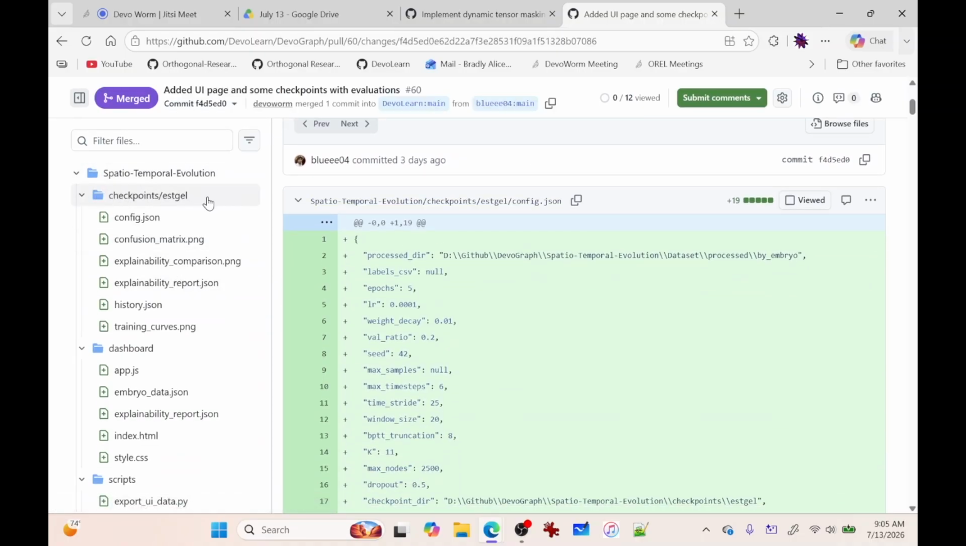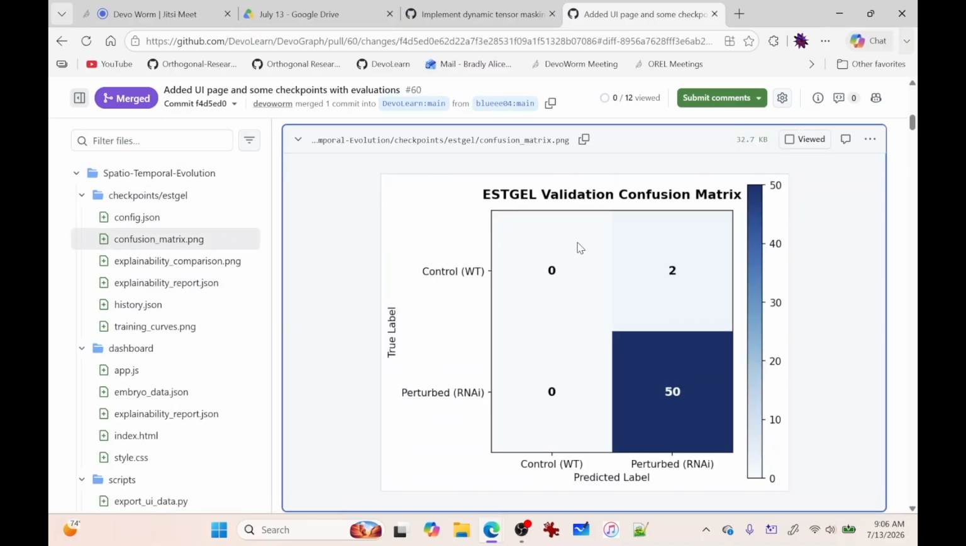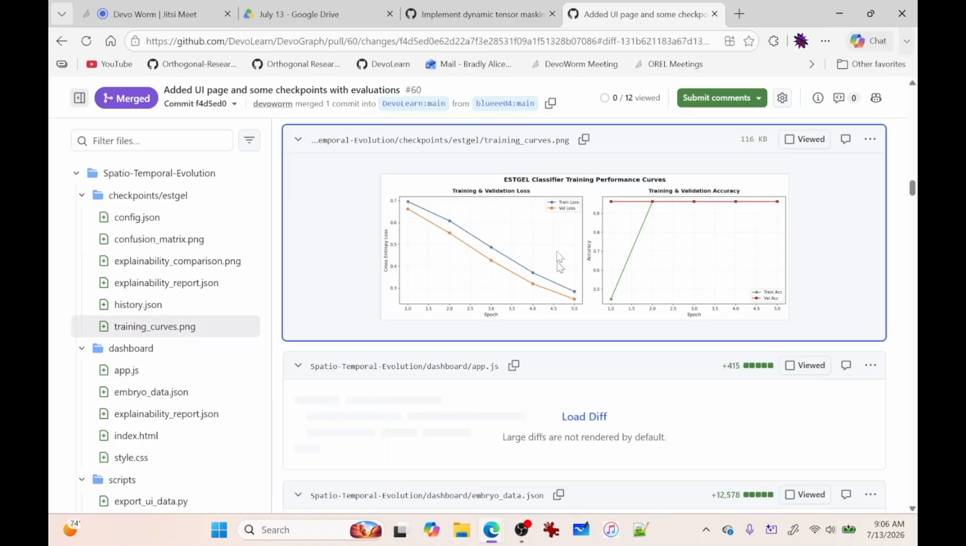This is the checkpoints for SGel, and you have a bunch of JSON and PNG files here. This is just showing the different results that he's gotten from his testing. So a confusion matrix, and this is just analyzing the input data. This is kind of validating that, and then training the model and showing the results there.